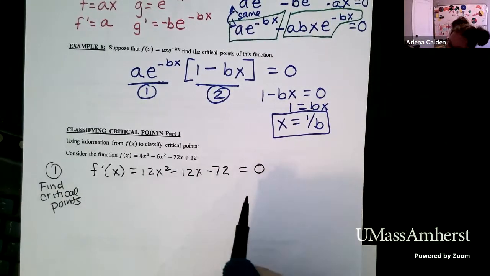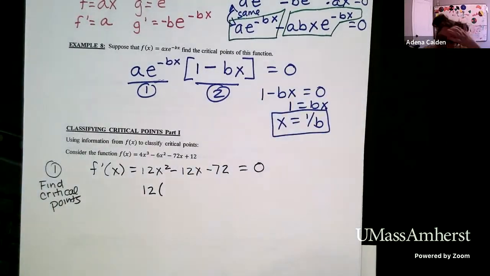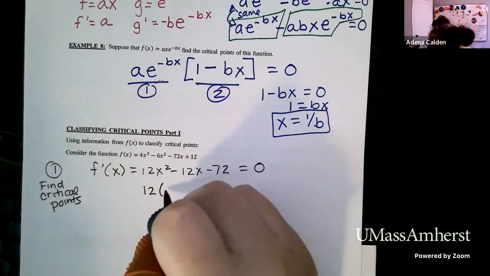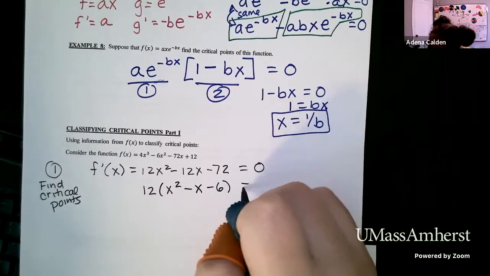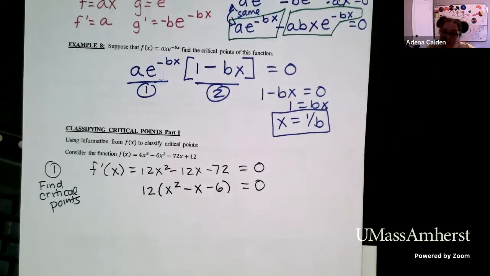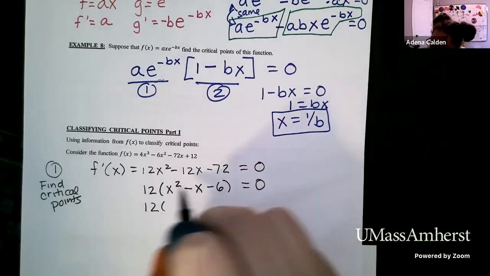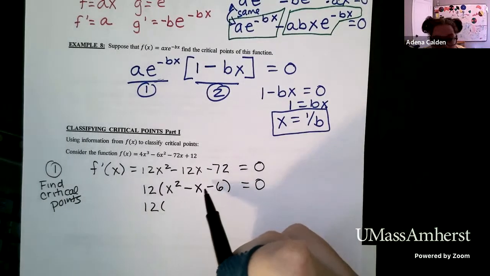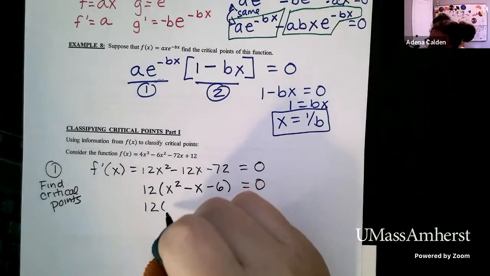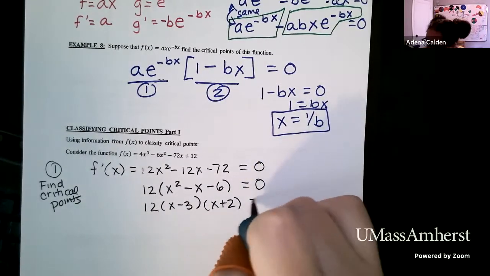So when we look for the critical points of this function, we can use the quadratic equation or we can factor it. I prefer factoring. So I'm going to pull out a 12 here. When I pull out a 12, I'm left with x squared minus x minus 6 equals 0. Again, if you prefer the quadratic equation, that's fine. Then I'm going to factor what's left in the parentheses by finding two numbers that multiply to give me -6 but add up to give me -1. And I get (x minus 3)(x plus 2).